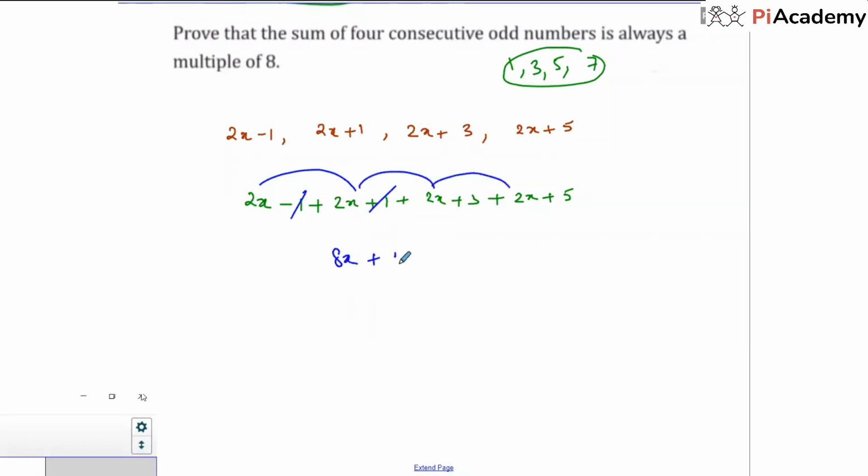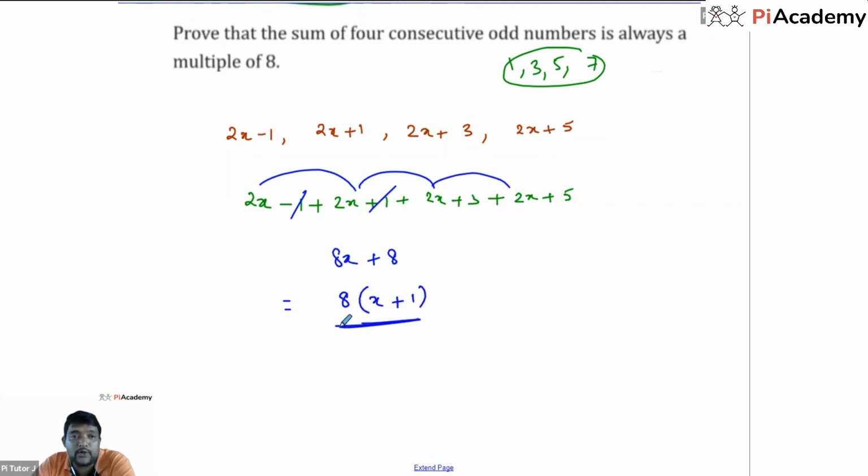8x plus 8 is the sum, okay? So this can be factorized as 8 times (x plus 1). You see, it is a multiple of 8. 8 times (x plus 1) is a multiple of 8. So therefore, the sum of 4 consecutive odd numbers is always a multiple of 8. Make sense?